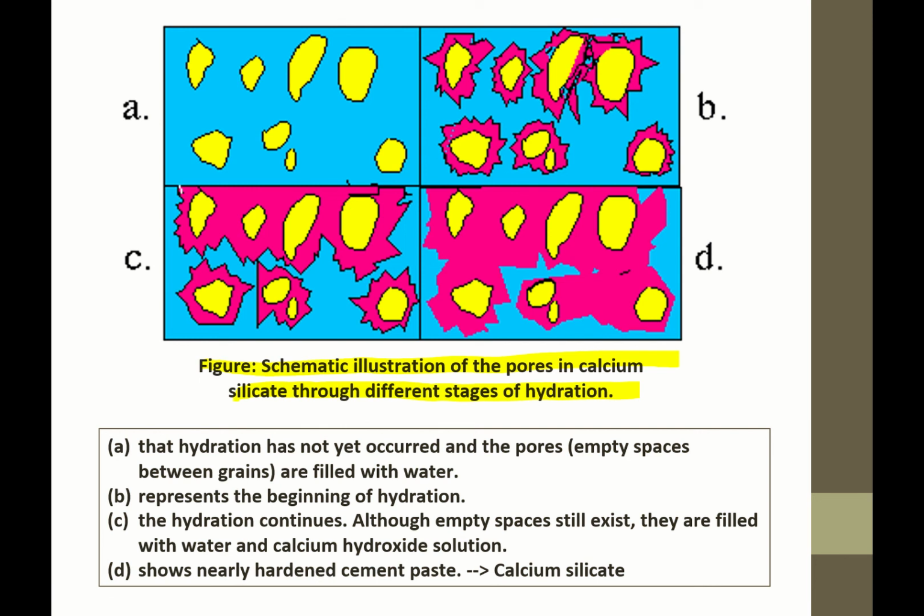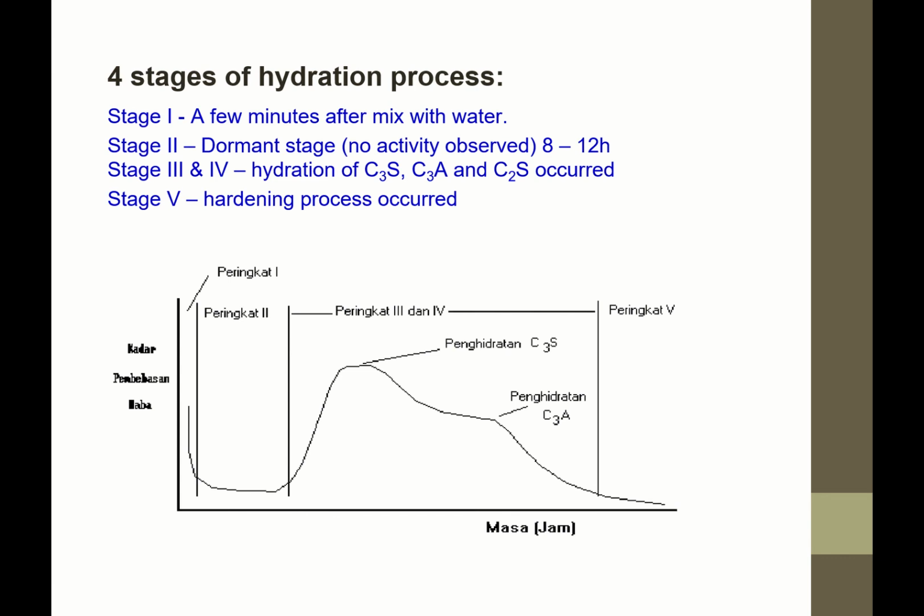B represents the beginning of hydration. In C, the hydration continues, although empty spaces still exist. They are filled with water and calcium hydroxide solution. D shows nearly hardened cement paste that results from calcium silicate. If we look at the whole process in a graph, this is how we represent it. We have 4 stages of the hydration process.